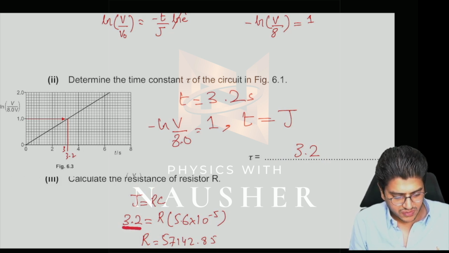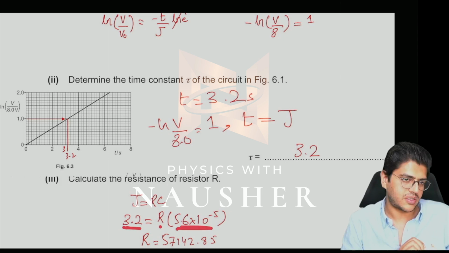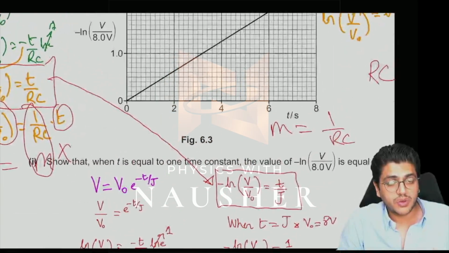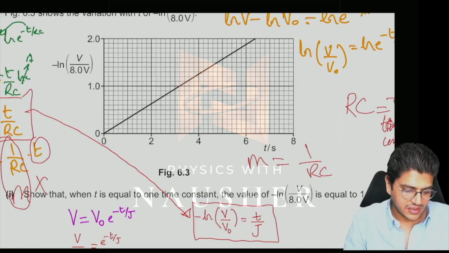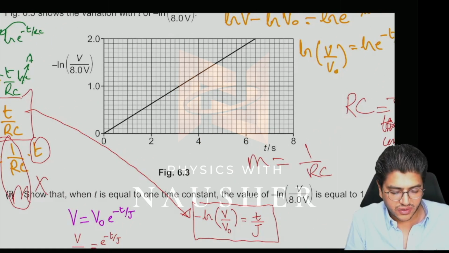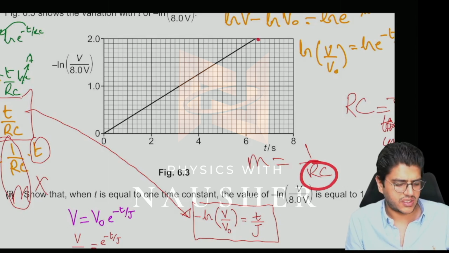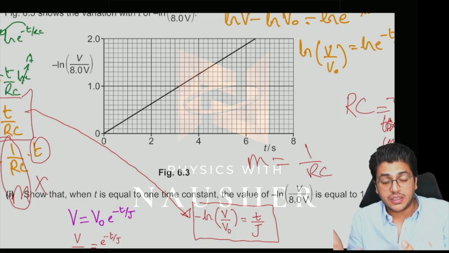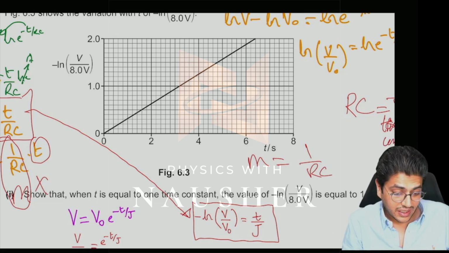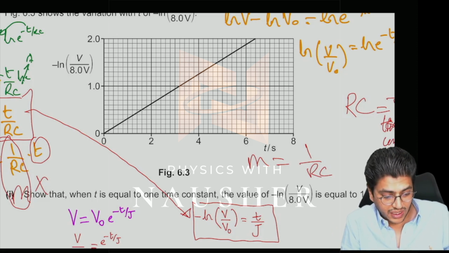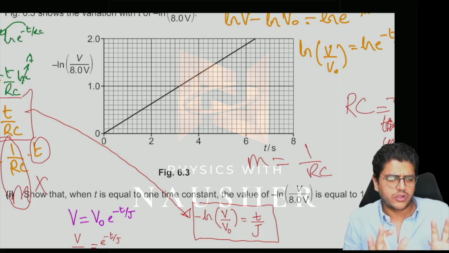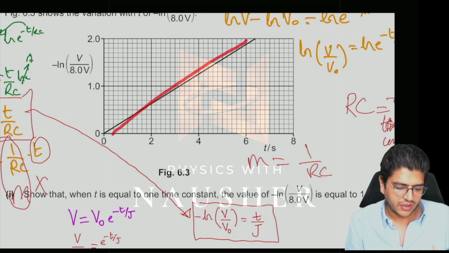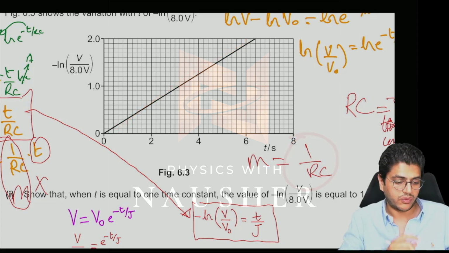So time constant is 3.2 R, and this is the value of C, and you can get your answer from there, which will give you the same result as if you were to take the gradient of this graph and do 1 over RC. But why do a difficult thing when you have this easy thing to do? But in some other question, this can actually work for you, where you calculate the gradient of this graph. You don't have to do it for this question, but for another question, remember that the gradient of this graph will give you 1 over RC, 1 over time constant.